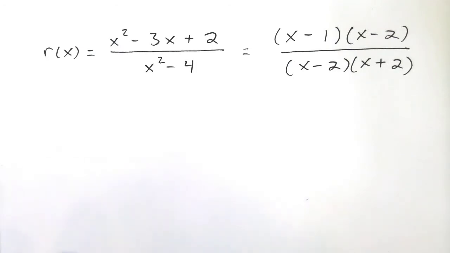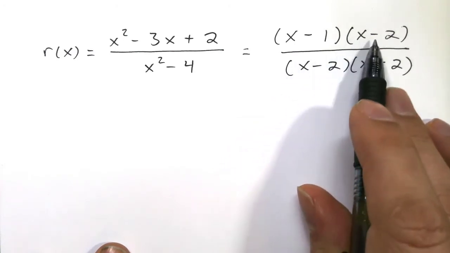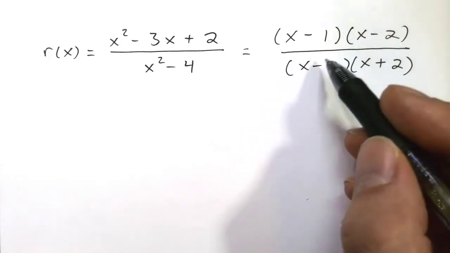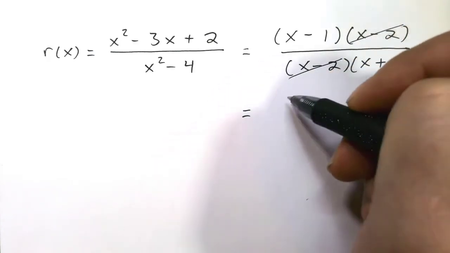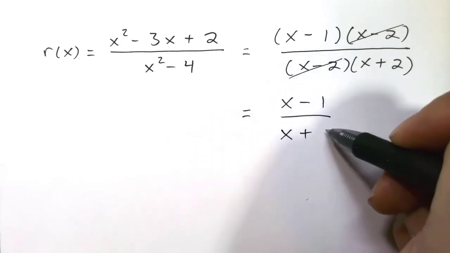Okay, but moving on, what we can do now is we can look for factors that are common in the denominator and in the numerator. If a factor is common to both, we can cancel it out, right? So what we get is we get this function over here.